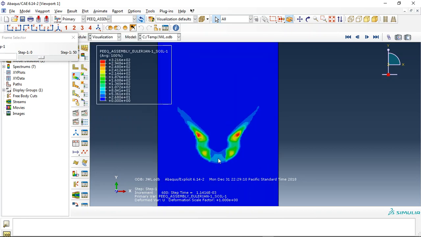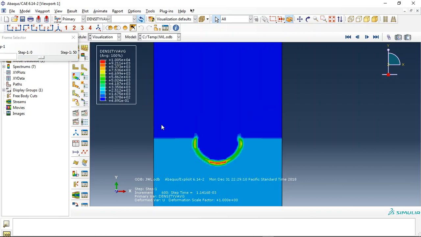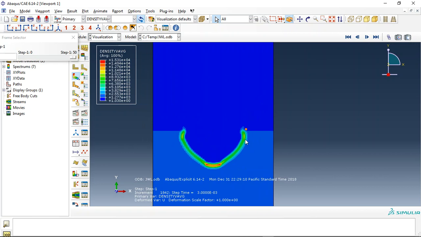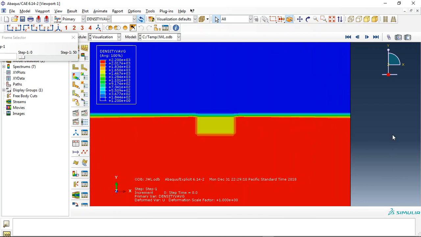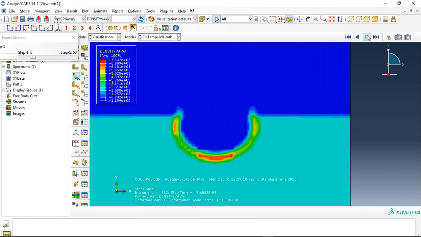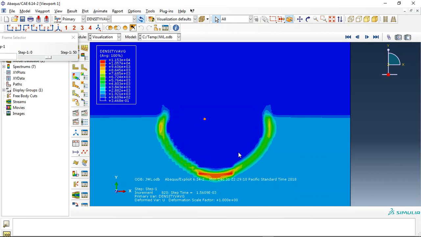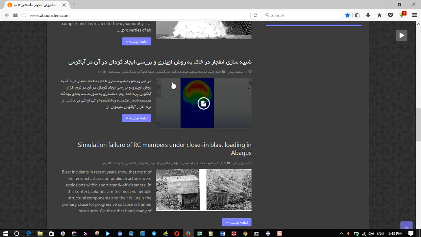This is the plastic strain, equivalent plastic strain for soil based on the paper. So this is density. You can see the density inside the soil increases here because the TNT will be here. Okay, you can see this is the TNT here, the yellow, and after the explosion, you can see this is the crater.